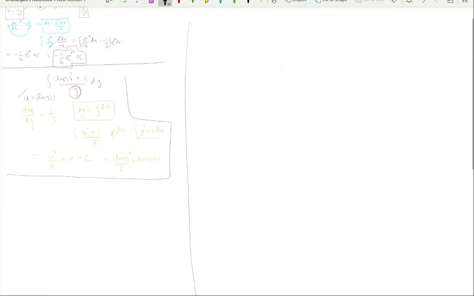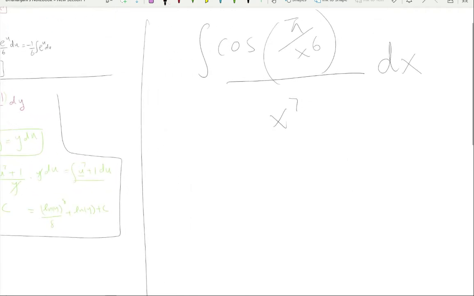Okay, here's another interesting tricky one: cosine of pi over x^6, over x^7. So similar trap like our first problem. What is my choice for u? You might again think u is x^7, its derivative is x^6, it's somewhere else, but the problem is that derivative, it is the inside function. So you don't choose that.